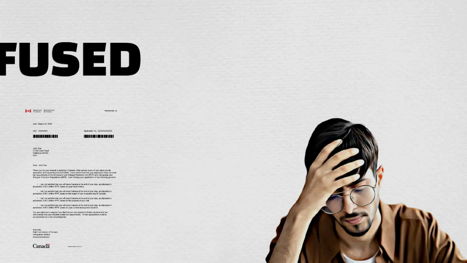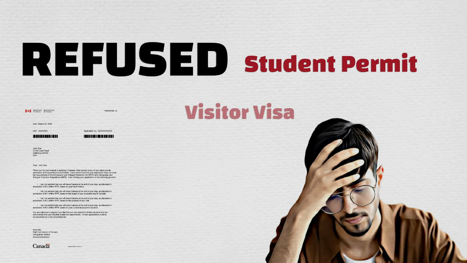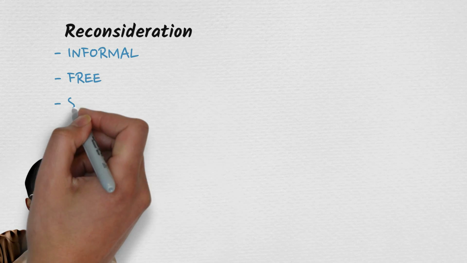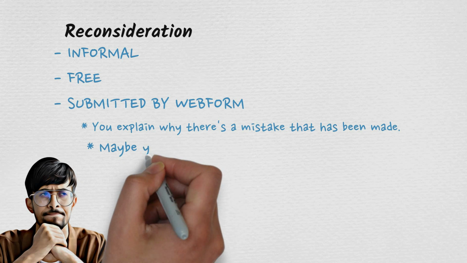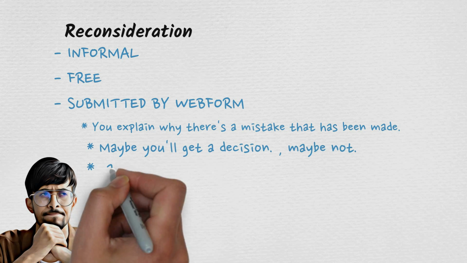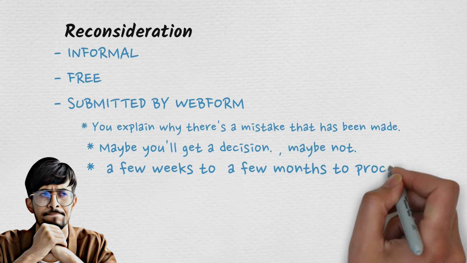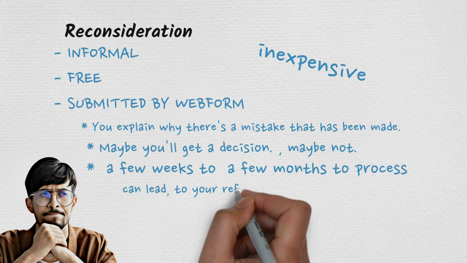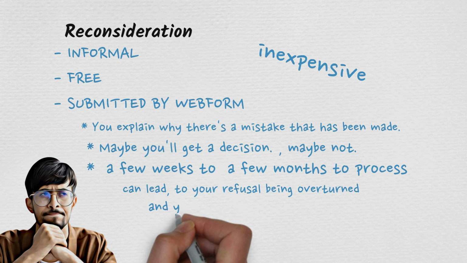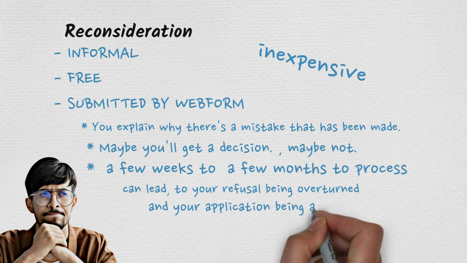All right, let's talk strategy. So you've been refused a study permit application, you've been refused a visitor visa, you've been refused permanent residence. Well, let's go through our options again. Right? The reconsideration is informal. It's free. You submit it by web form. You explain why there's a mistake that has been made. Maybe you'll get a decision, maybe not. Maybe it's going to take a few weeks to process. It might take a few months, but it's an inexpensive option that is available, and it can lead to your refusal being overturned and your application being accepted.